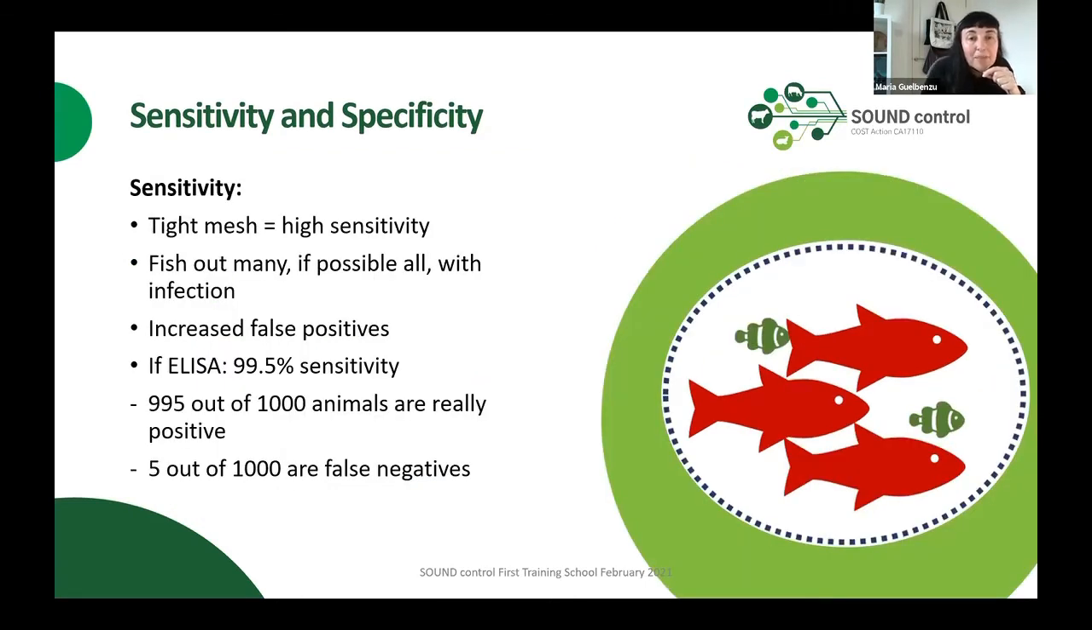So a tight mesh equals a high sensitivity. We fish out many, if possible all, with infection, but we're going to get some of these false positives. Some of the little ones are going to come through. So if an ELISA has 99.5 sensitivity, it means that 995 out of 1,000 animals are really positive, and 5 out of 1,000 are false negatives.